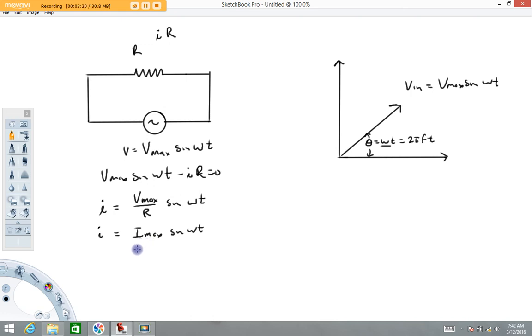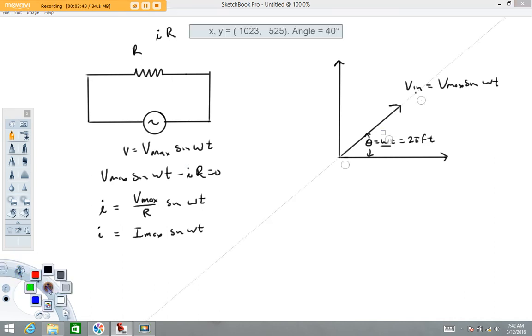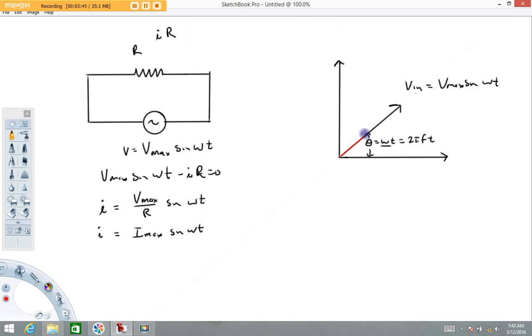A very important thing to recognize is that because this is sine omega t, and I compare that to the input voltage, V max sine omega t, the sine omega t's are the same. What that means is in our phasor diagram, the current is in phase with the voltage. So I'm going to draw this in red: we can draw a current phasor that's exactly in phase with the input voltage phasor. There's our i of t here in red.